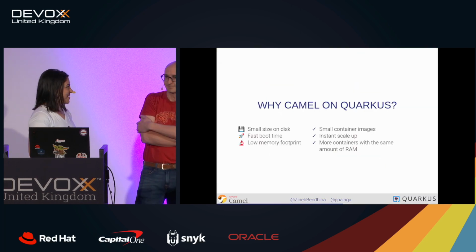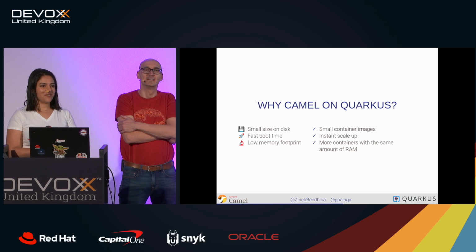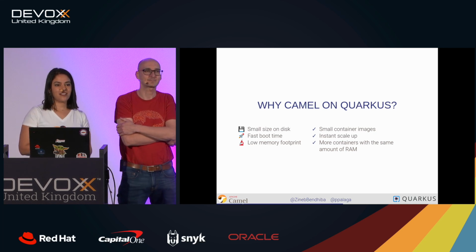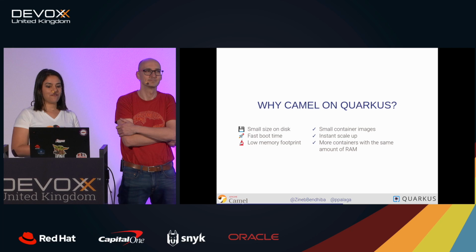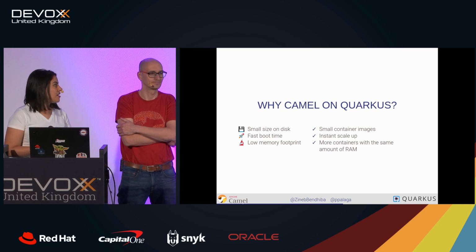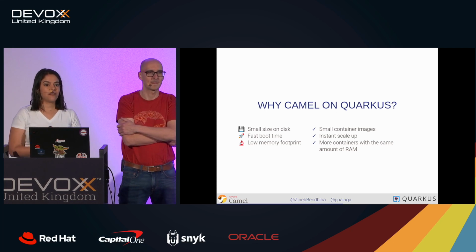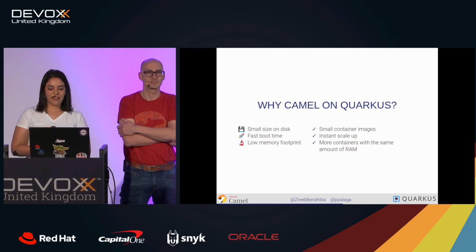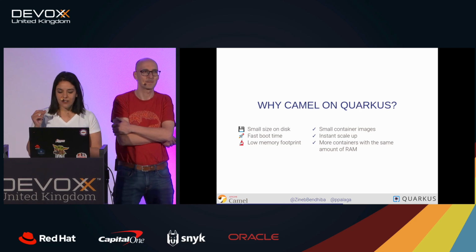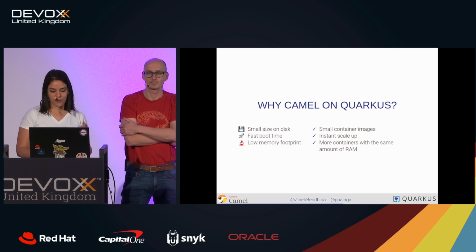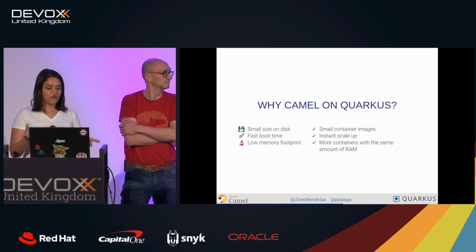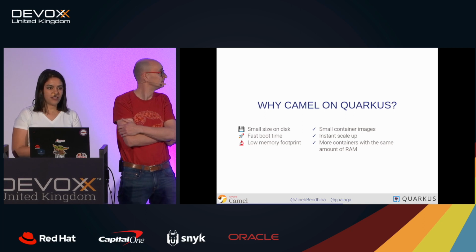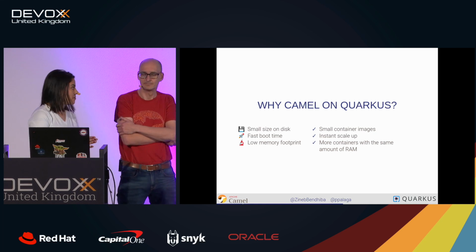But why use Camel and Quarkus together? Because we will have a small size on disk for our apps, so we can have small container images. We have fast boot time, so when we are on Kubernetes, it can instantly scale up. We will see later how fast the application will start. And because we will have a low memory footprint, we can put more containers with the same amount of RAM and the same amount of money.